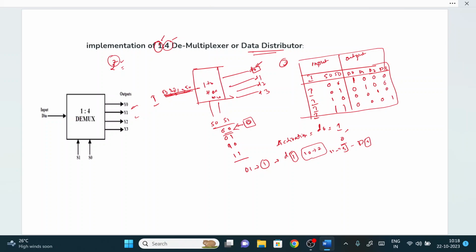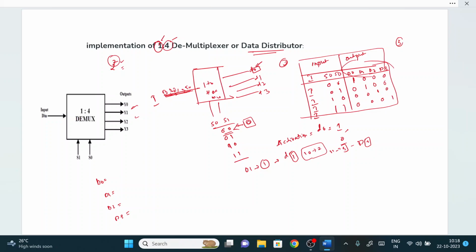Now the third step is that we need to find the logic expression, as we discussed in the previous class. A multiplexer or demultiplexer can be used as a logic function generator. It means that without requiring a K-map, we can directly find the logic expression. How many outputs do we have? 4: one for D0, another for D1, D2, D3. So 4 outputs means we will get 4 logic expressions.